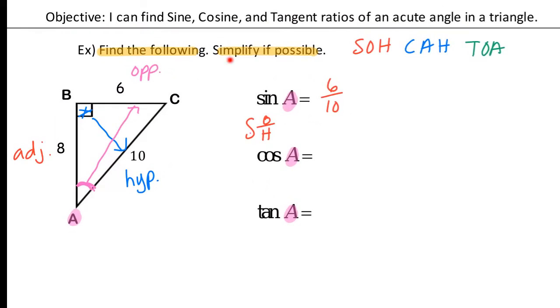But the directions say to simplify if possible. 6 and 10 are both even, so I can reduce by 2 for both of them. 6 divided by 2 is 3, and 10 divided by 2 is 5.